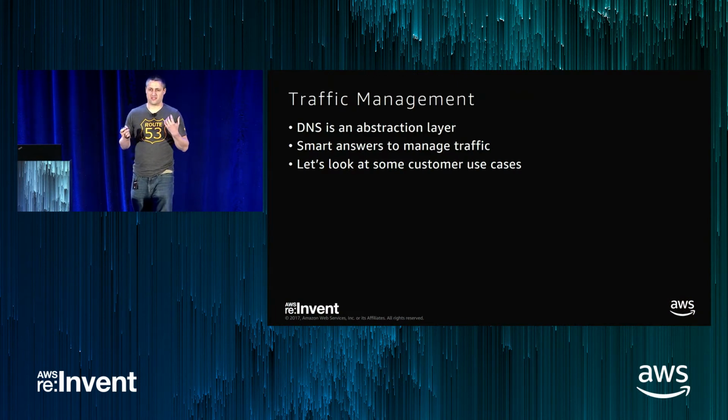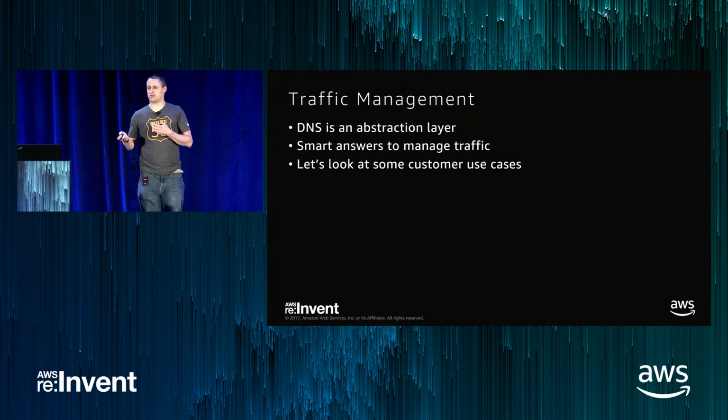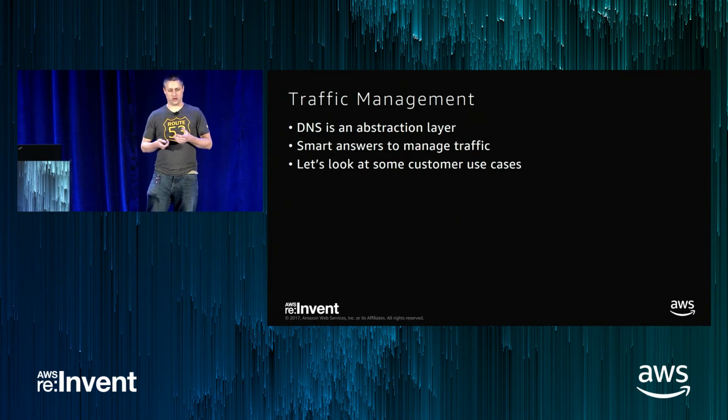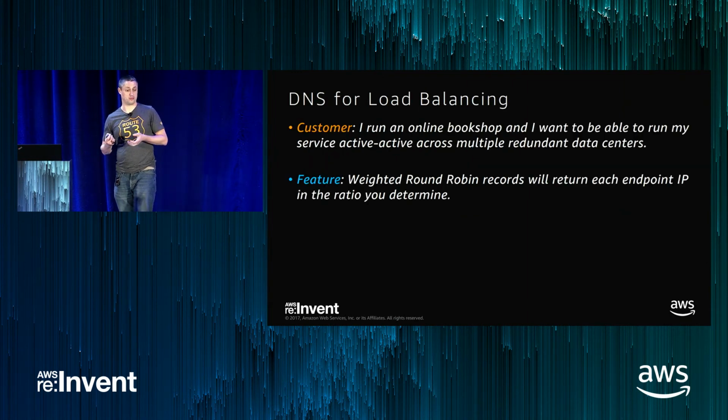So DNS itself, as I'm sure you're aware, is an abstraction layer. We're doing translation of names into typically IPs, sometimes mail servers, other things. And so there's an opportunity here to do something smarter than just giving static answers back. So we'll look at some specific customer use cases that we've solved doing this and that are available to you.